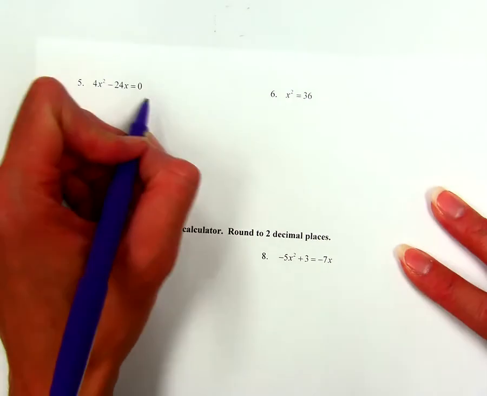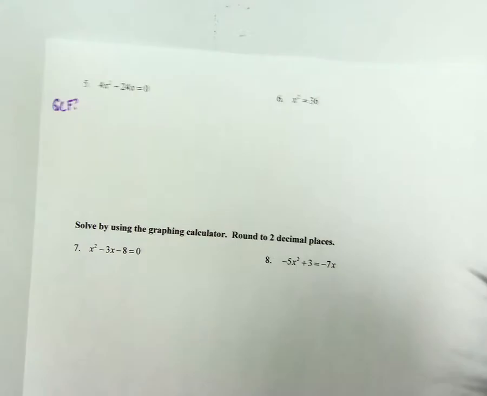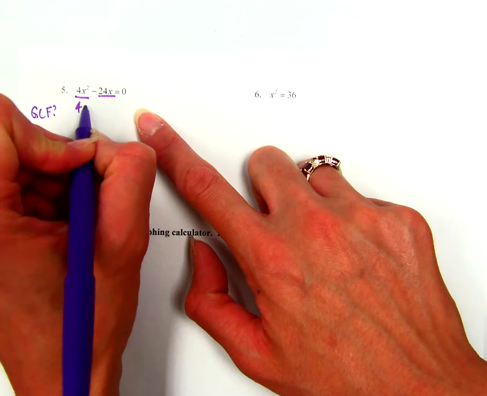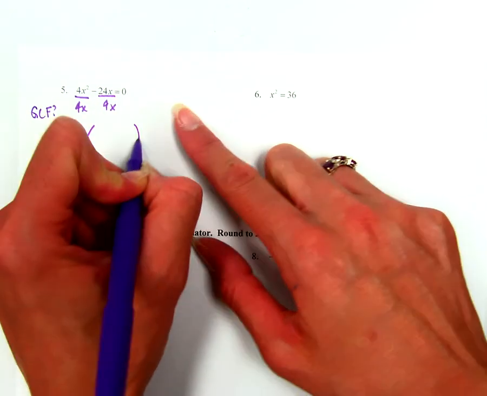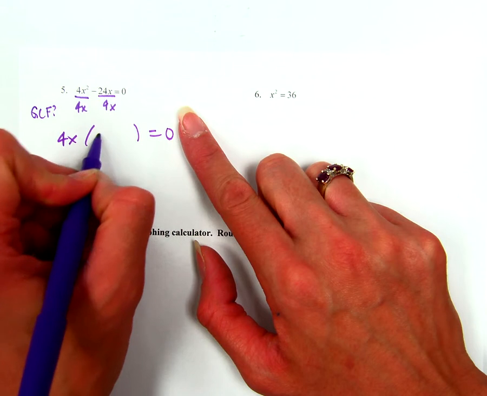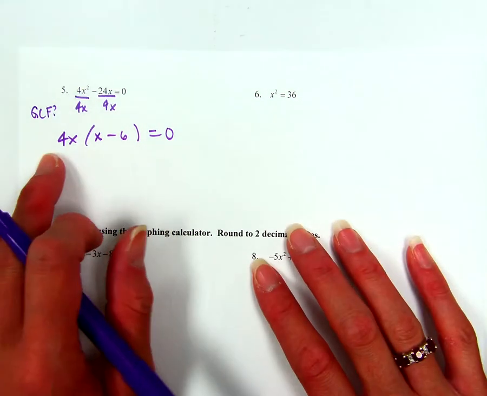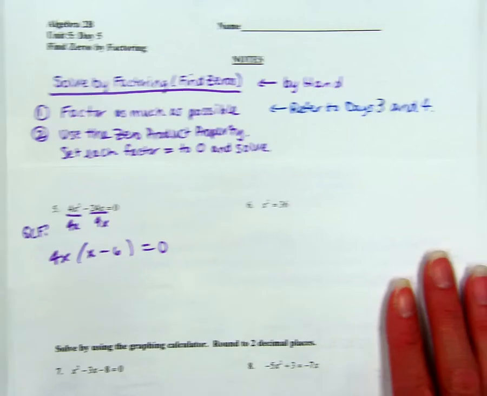All right, so it says equals 0. I need to look for a GCF. Well, in this case, I actually do have a GCF. I can divide both of these by 4 and an x. So my GCF is 4x, which leaves x minus 6 left over. All right, there's your factoring part. So we're still doing this. Factor as much as possible.